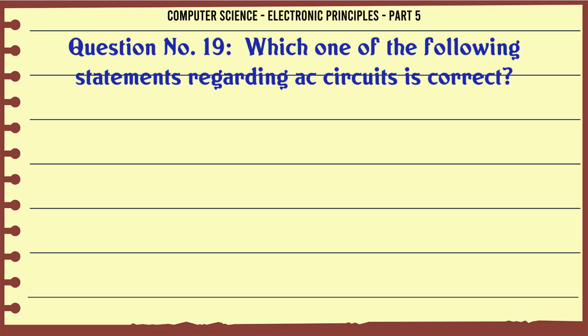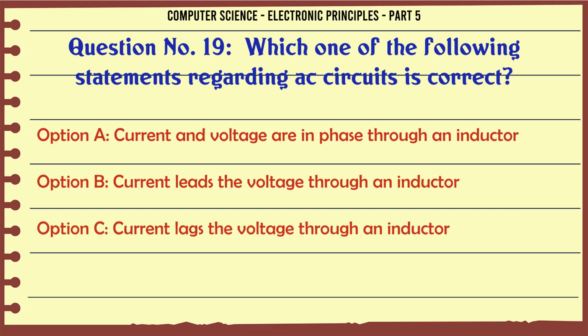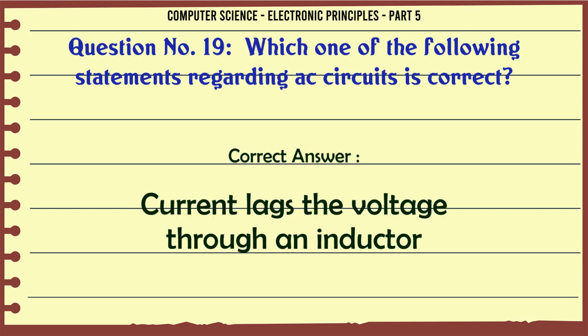Which one of the following statements regarding AC circuits is correct? A. Current and voltage are in phase through an inductor. B. Current leads the voltage through an inductor. C. Current lags the voltage through an inductor. D. All of the above. The correct answer is current lags the voltage through an inductor.